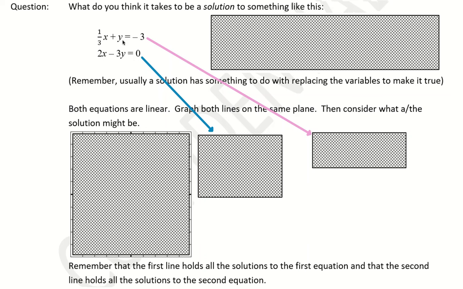but the fancy math word system of equations, all that means is more than one that are together. And in high school, you're very rarely going to work with systems that have more than 2 equations. Like this, 1, 2. 2 equations together make a system of equations. So the question here, what do you think it takes to be a solution to something like this, a system of 2 equations?